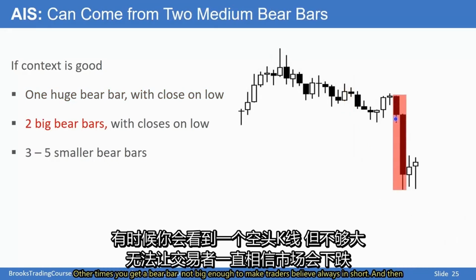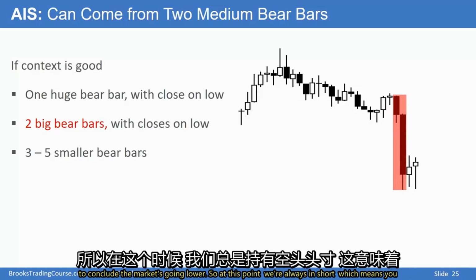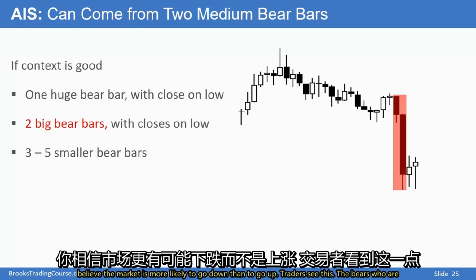Other times, you get a bear bar not big enough to make traders believe always in short, and then you get a second bear bar. So sometimes a pair of consecutive bear bars will be enough for traders to conclude the market's going lower. So at this point, we're always in short, which means you believe the market is more likely to go down than to go up. Traders see this.